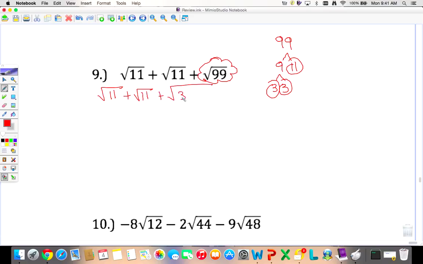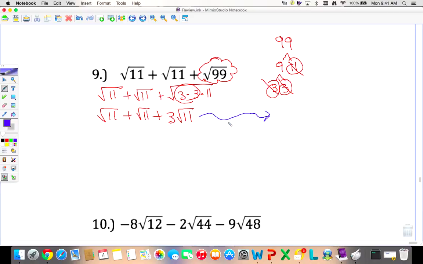So you have the square root of 11 plus the square root of 11 plus the square root of 3 times 3 times 11. Look for your pairs and pull that out. So we have 3 square roots of, I have an 11 left over. So I'm going to go ahead and bring down this. It's 2 square roots of 11.